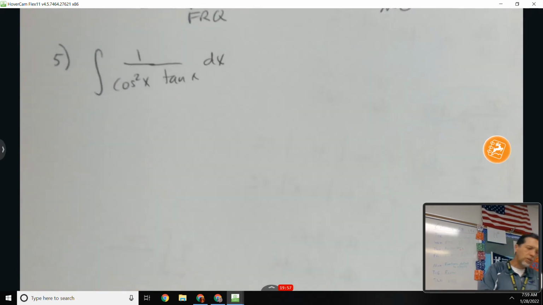Got to do 2 quick ones and then 1 long one in 15 minutes. I think we can do that though. Antiderivative of 1 over cosine squared times tangent x. This one you need to know your trig properties, your trig derivatives pretty well to make sense of this one.